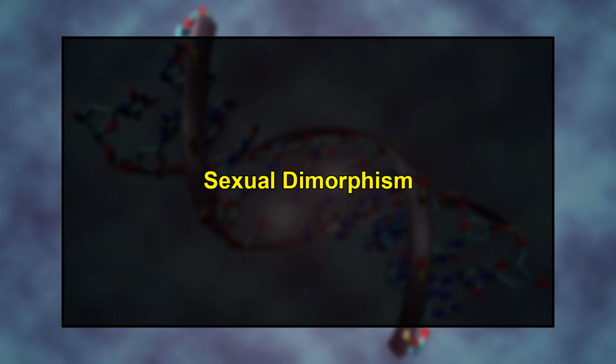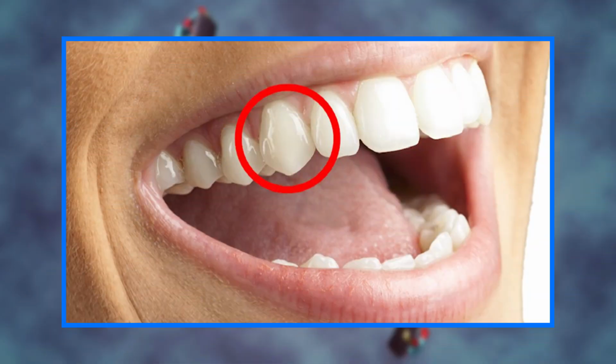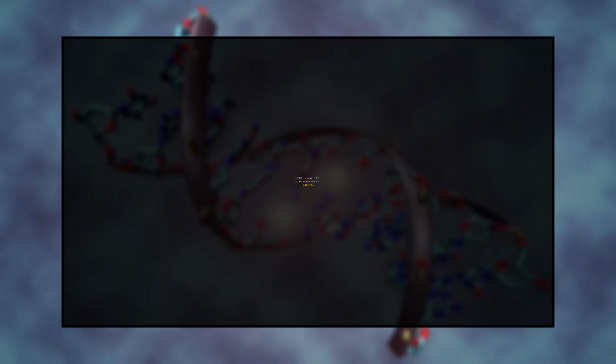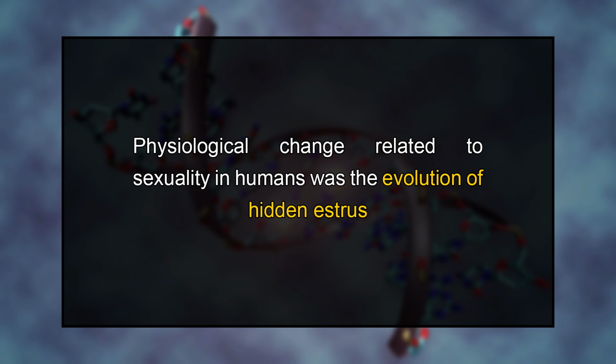Dear students, let's now understand the sexual dimorphism. The reduced degree of sexual dimorphism in humans is visible primarily in the reduction of the male canine tooth relative to other ape species except gibbons, and reduced brow ridges and general robustness of males. Another important physiological change related to sexuality in humans was the evolution of hidden estrus.